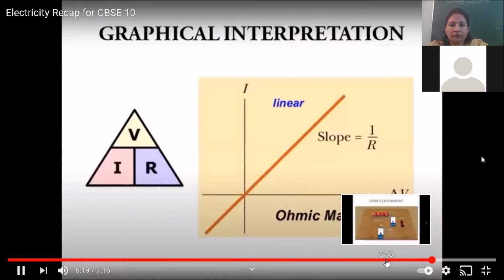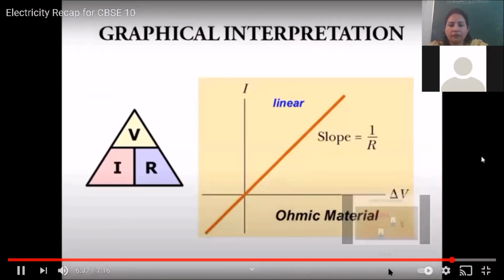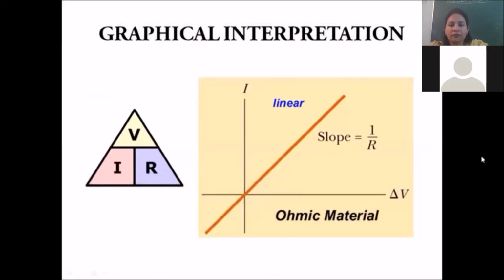Ohm's formula V is equal to IR can be learned through the triangle as shown. VI graph for an ohmic conductor like metal that obeys Ohm's law will be a straight line. The slope of VI graph is resistance, but the slope of IV graph is reciprocal of resistance, that is conductance. I have a task for you. In the previous slide, you have to tell me the readings of ammeter and voltmeter.